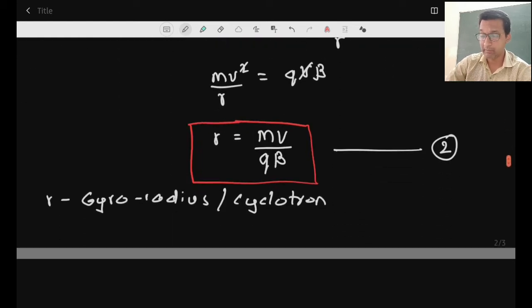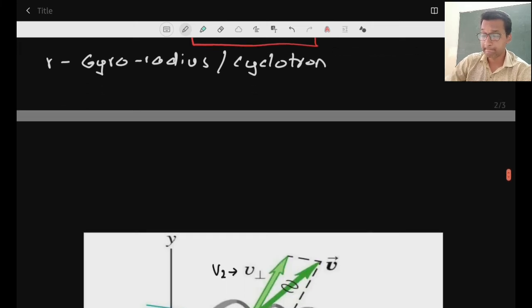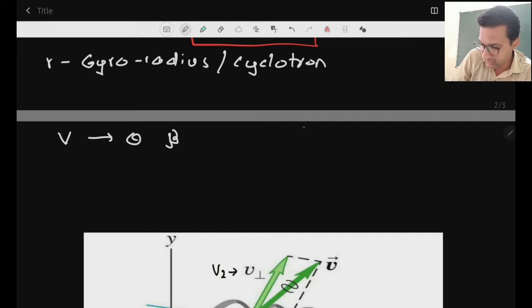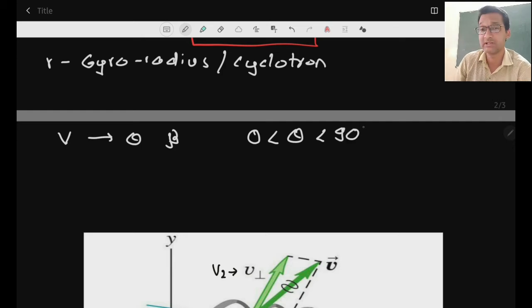Now let us see if the particle enters at an angle which is not 0 and not equal to 90. So the velocity of the particle is at an angle theta to the magnetic field, and this theta is greater than 0, because if it is 0 there will be no magnetic force, but it is less than 90 degrees. If it is less than 90 degrees, that means it is entering at an angle, let us say 60 or 30. Then what will be the type of motion of this charged particle?